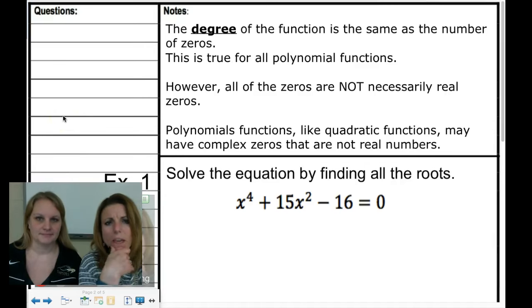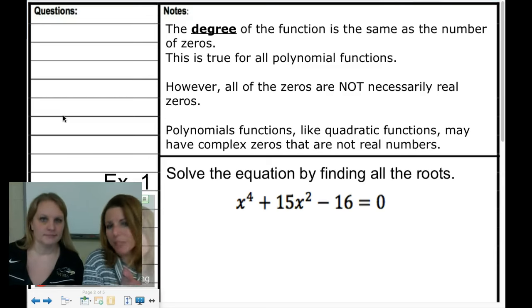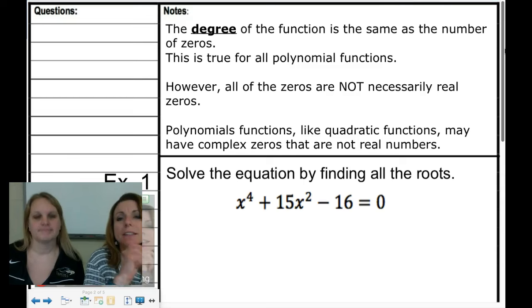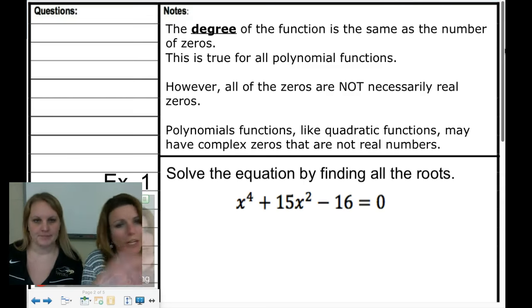The degree of the function is the same as the number of zeros, which we talked about. This is true for all polynomial functions. However, all of the zeros are not necessarily real. That's what we have to remember. We're going to get zeros, but they don't all have to be real. Polynomial functions like quadratic functions may have complex zeros that are not real numbers. And that's what we're going to run into in this lesson.